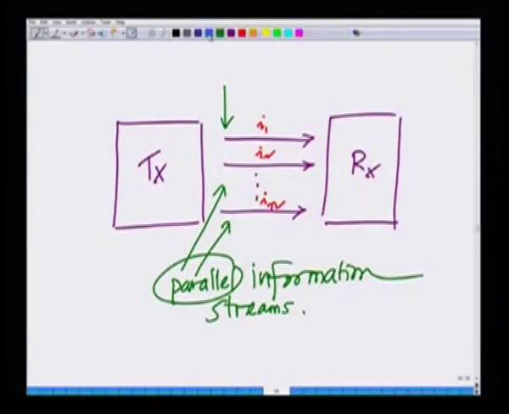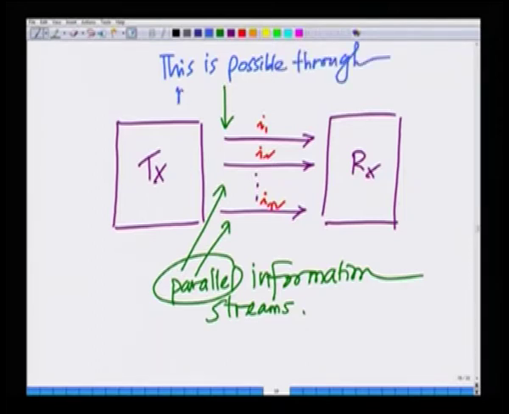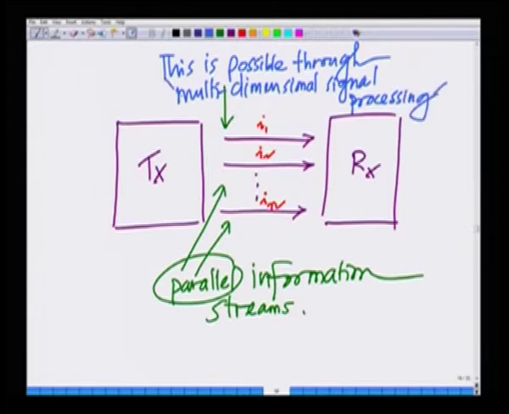And let me just mention, this is possible through complex multi-dimensional signal processing. So, let us start with a basic description of MIMO.